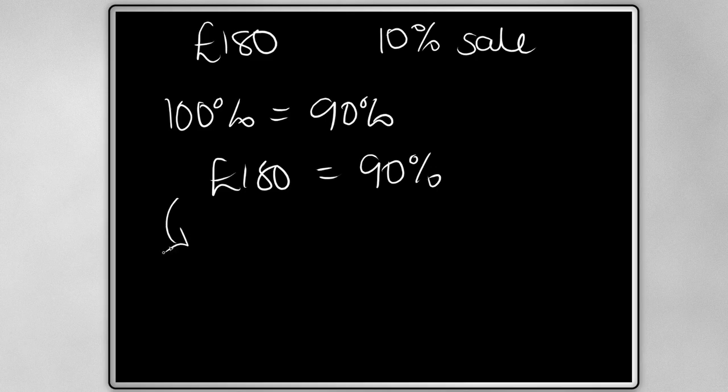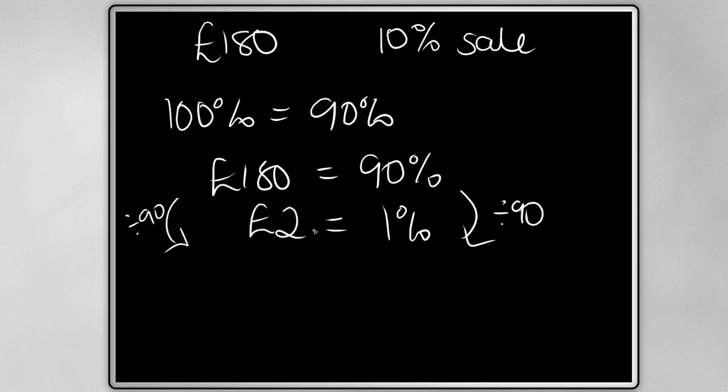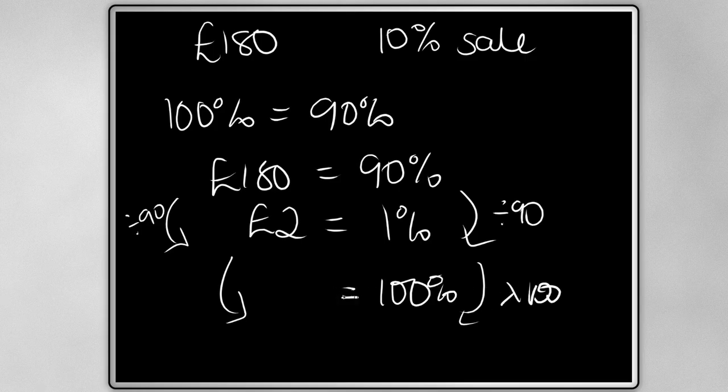So let's find out what 1% is by dividing by 90. So 180 divided by 90 is £2. So 1% is £2. I can then find out what 100% is by timesing by 100, which is £200.